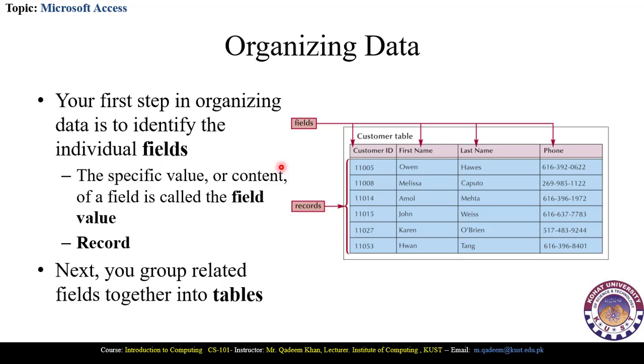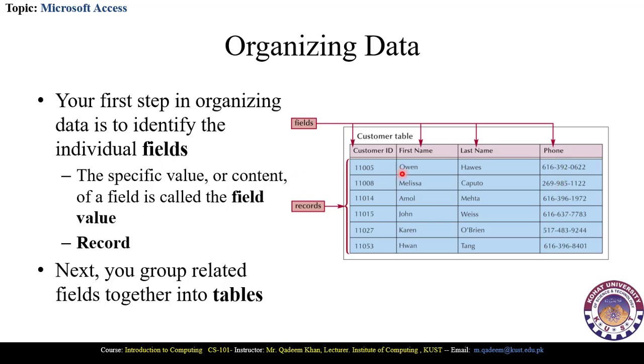Mostly the databases in Microsoft Access or any other relational database management tools can be stored in the form of a table. As you can see, this is one of the tables here. It is an example of a table and there are many attributes in this table. At this time we have 4 different attributes: customer ID, then we have first names of the customers and last names of the customers, and at the end we have the phone number of the customers.